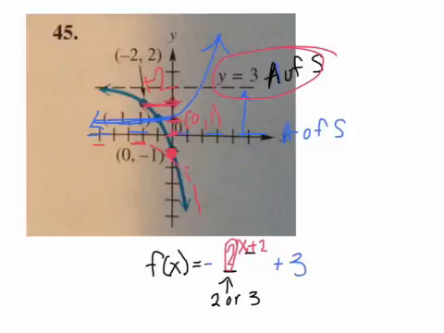But in this case, your final solution should be f(x) equals negative 2^(x+2), with a vertical shift of 3.